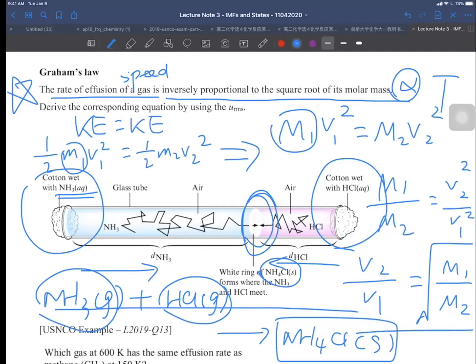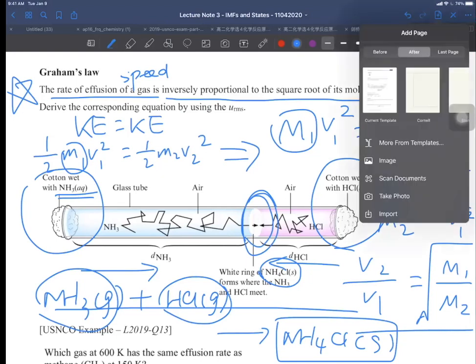Yes? No? HCl has a molar mass of 36.5. Ammonia has a molar mass of 17. So the lighter ammonia moves faster. So it will travel a long distance, right? Make sense to you? Okay.